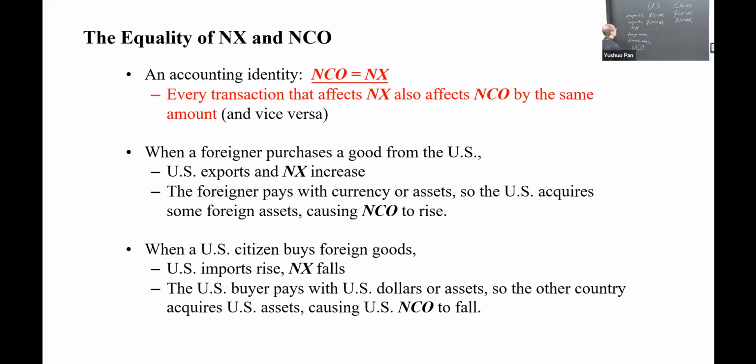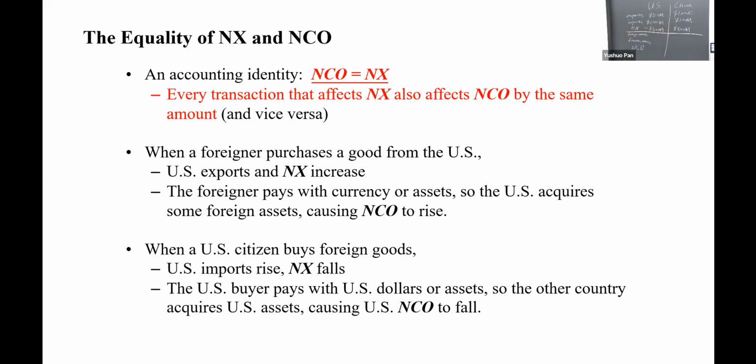So in this case, for the United States, the net export would be exports minus imports, negative $500 million, right? That's the US net export. For China, the net export is exports minus imports, that's $500 million net export for China.